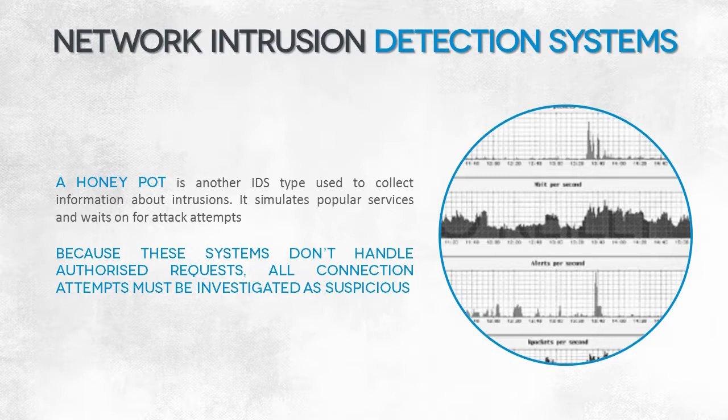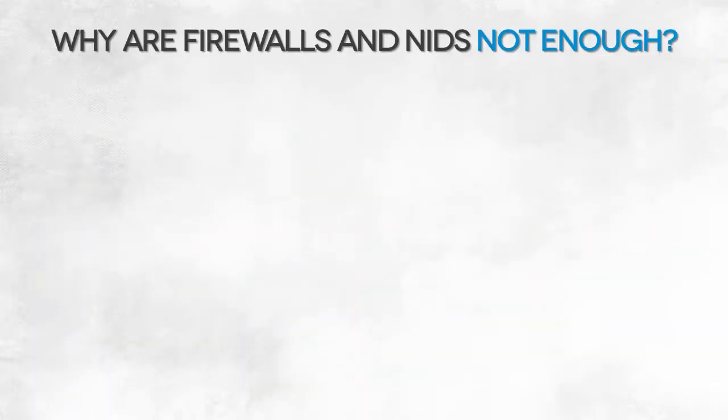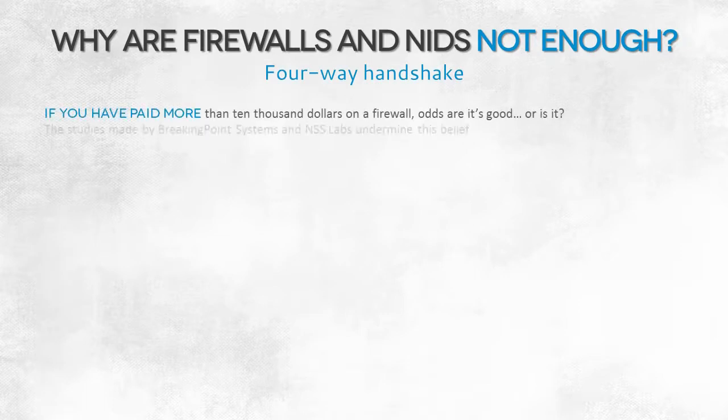Despite numerous advantages, network intrusion detection systems and firewalls have their limitations. Here's a relatively recent story. It happened a couple years ago, which exemplifies these limitations. It was a 4-way handshake. It was publicized by the Breaking Point Systems Company and the NSS Labs Research Group.